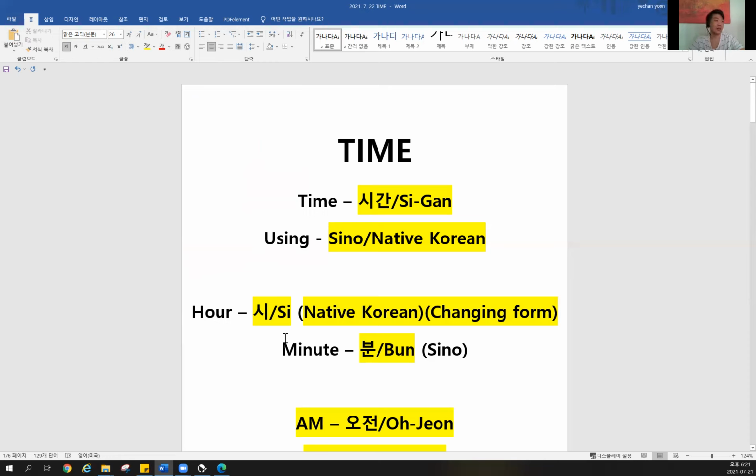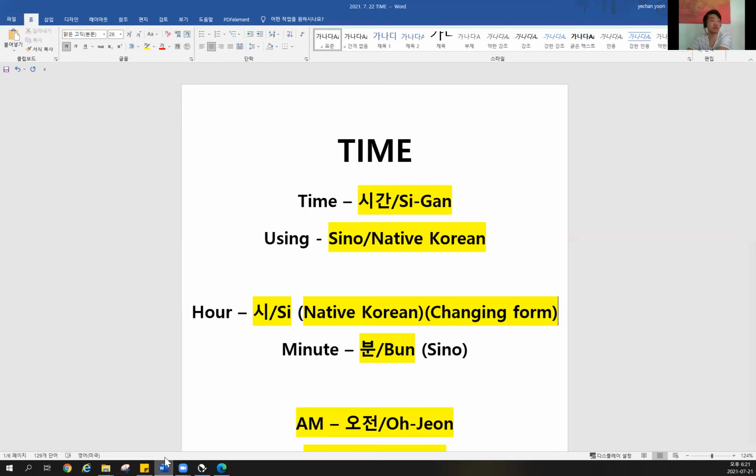Okay, how about the minute? We can write with the Sino, and we also speak with the Sino version. Do you know what the Sino version is, right? Sino is the counting version with the Chinese pronunciations. So minute can be written with 분, 분.